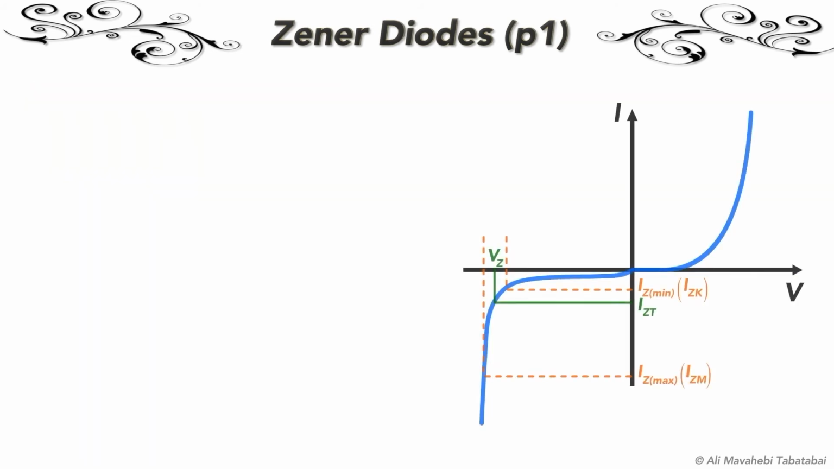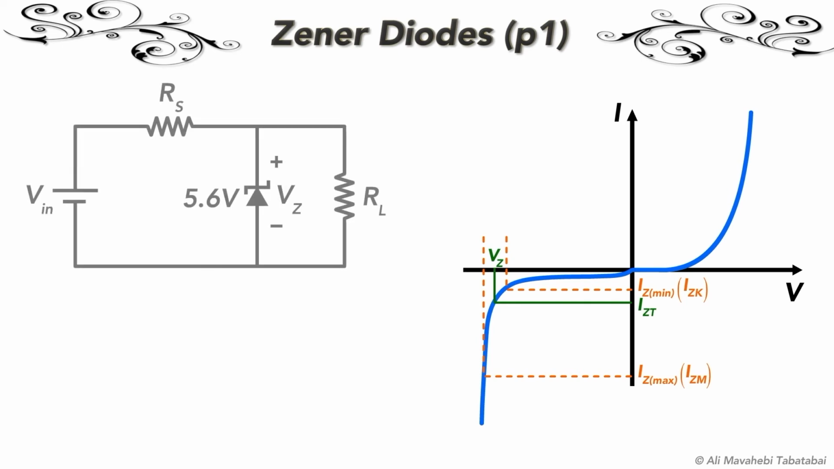So if this graph is the IV characteristics of the Zener diode, to analyze a circuit containing Zener diodes, we have to first calculate the voltage across the Zener diode. To calculate the voltage across the Zener diode, imagine the diode is not available and calculate the voltage across it.